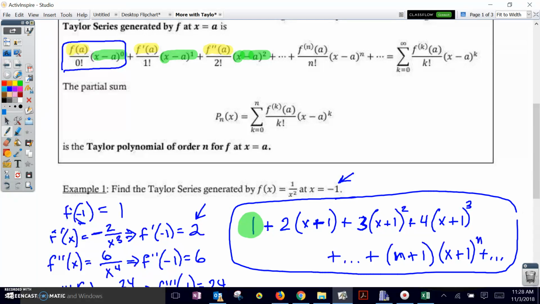And that's how we can generate any Taylor series centered at any value by using the first couple of derivatives and looking for a pattern.